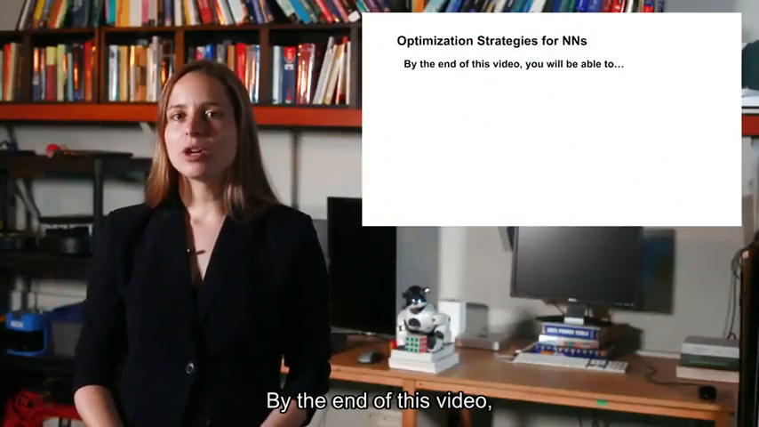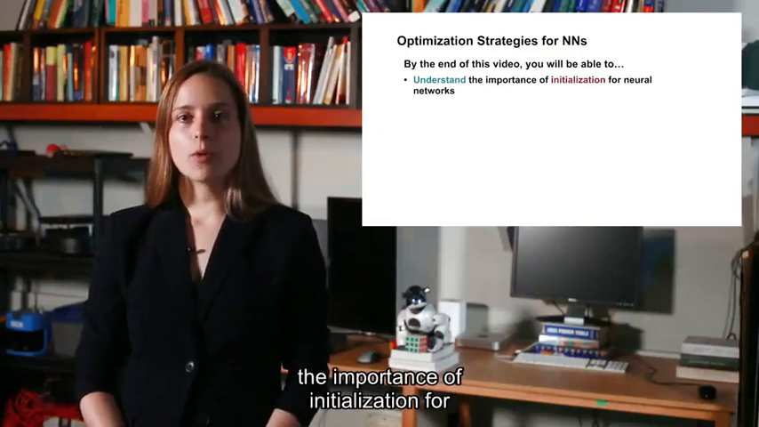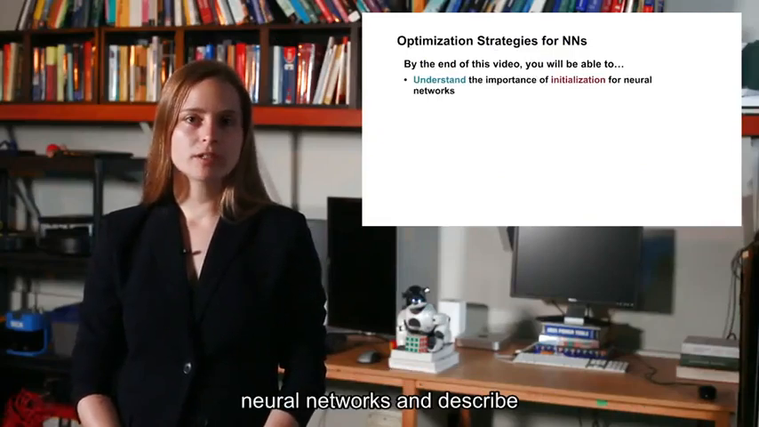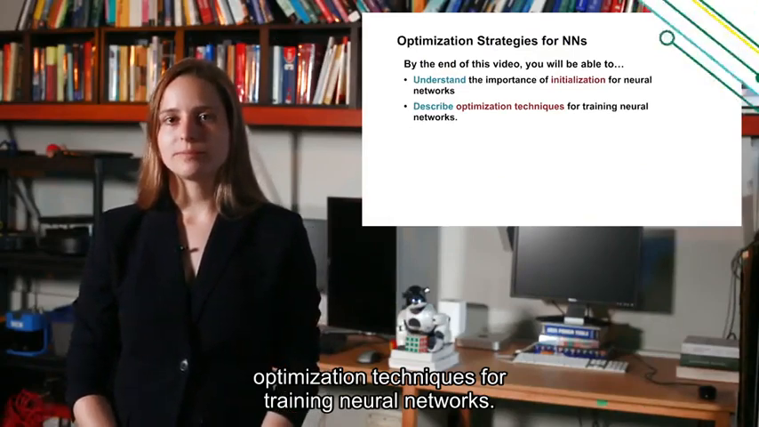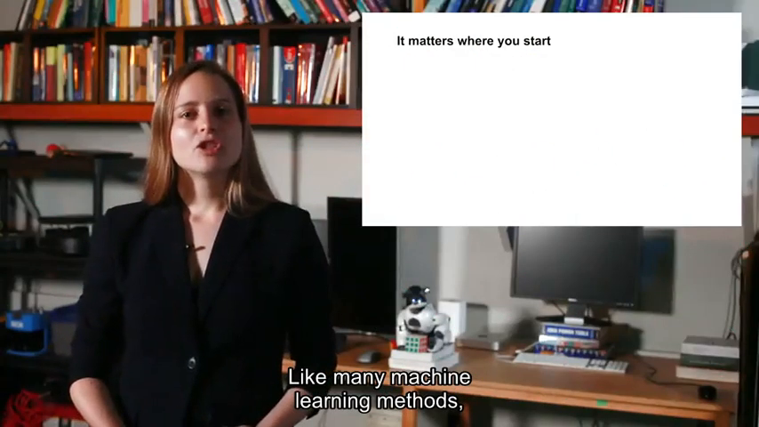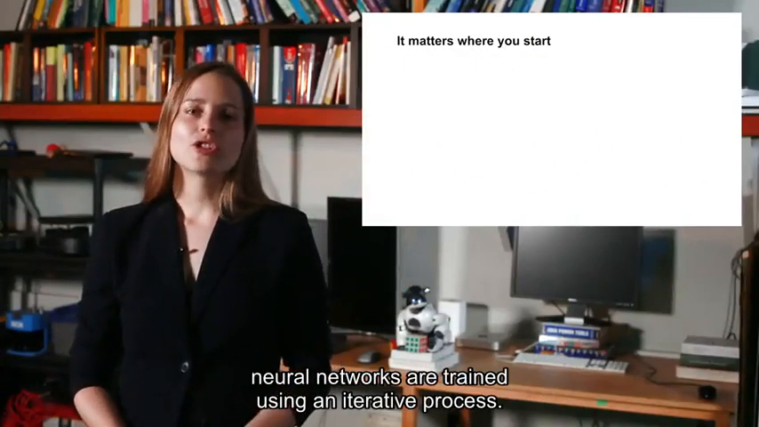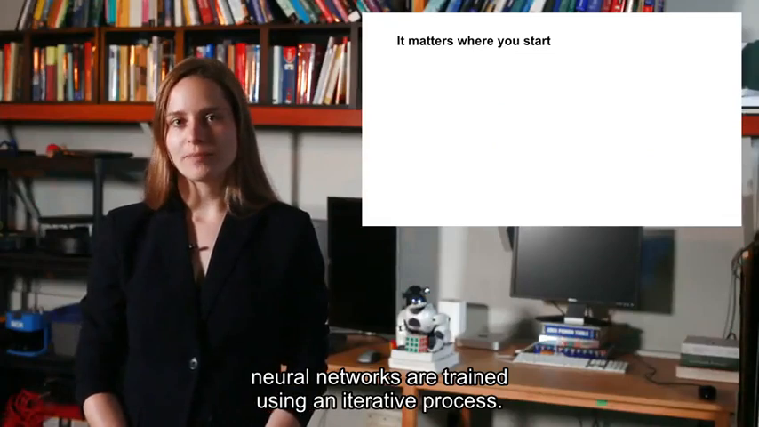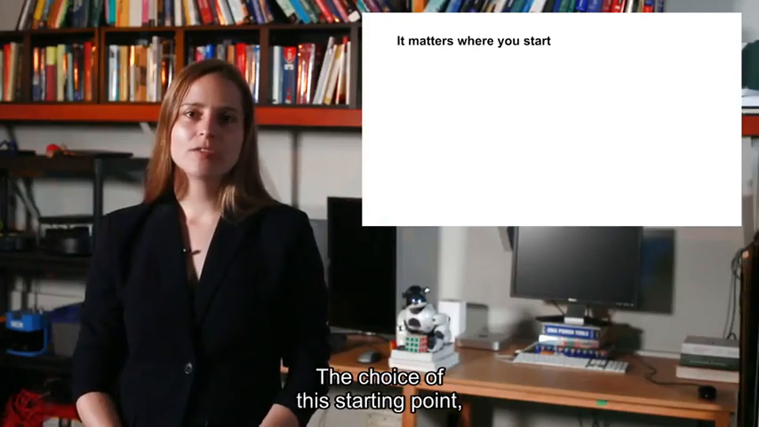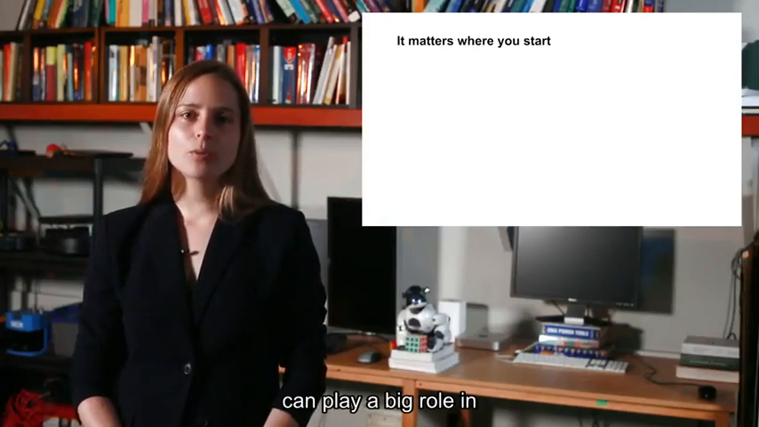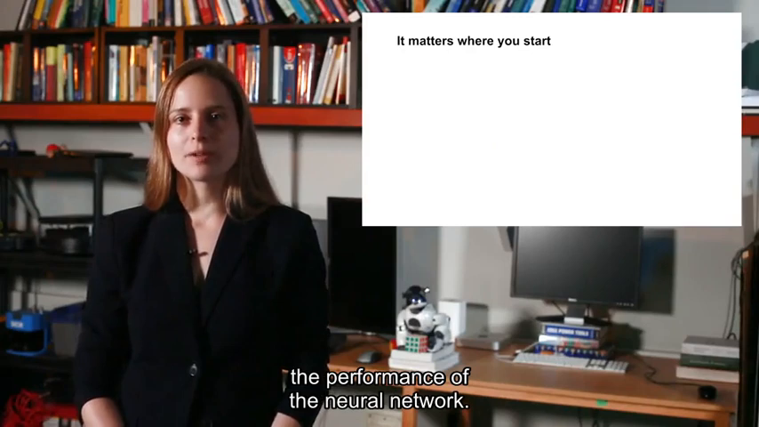By the end of this video, you will be able to understand the importance of initialization for neural networks and describe optimization techniques for training neural networks. Like many machine learning methods, neural networks are trained using an iterative process. This procedure must have some starting point. The choice of this starting point can play a big role in the performance of the neural network.